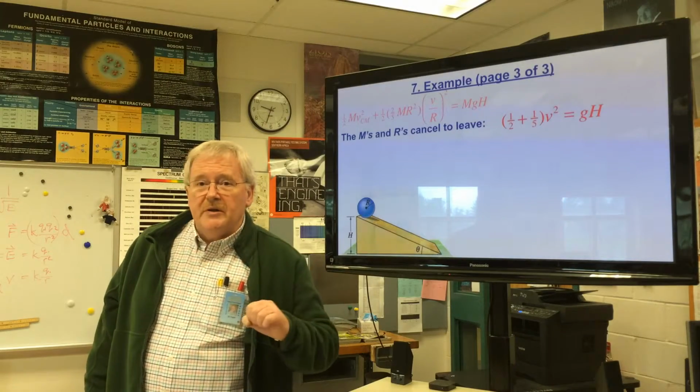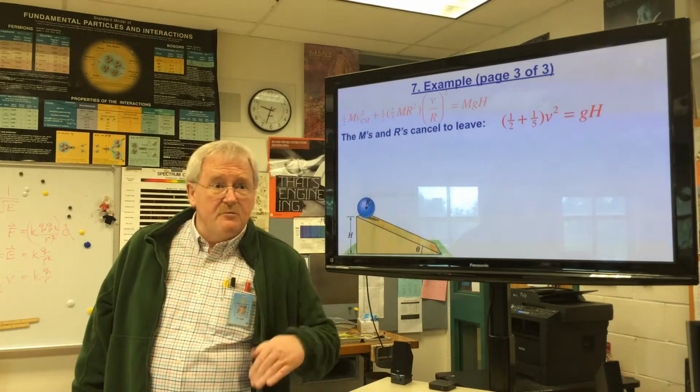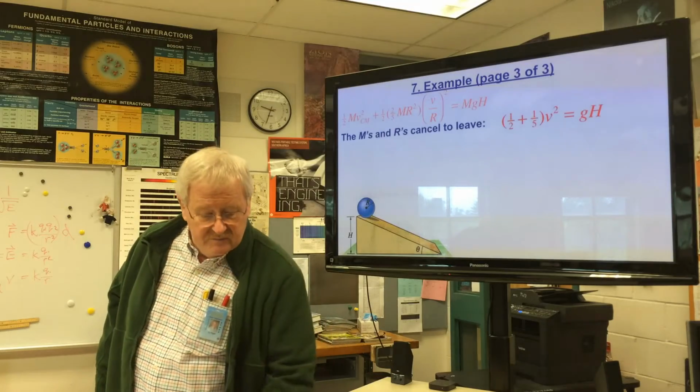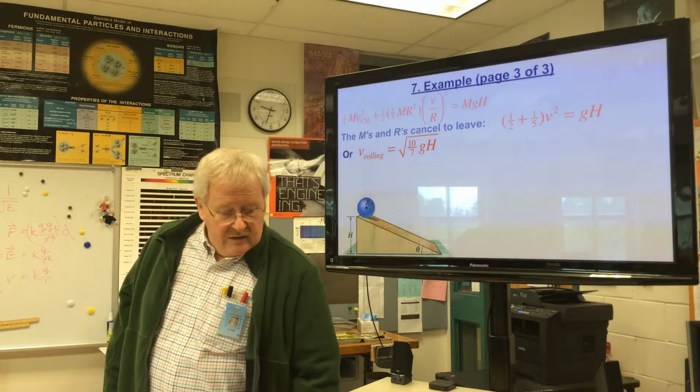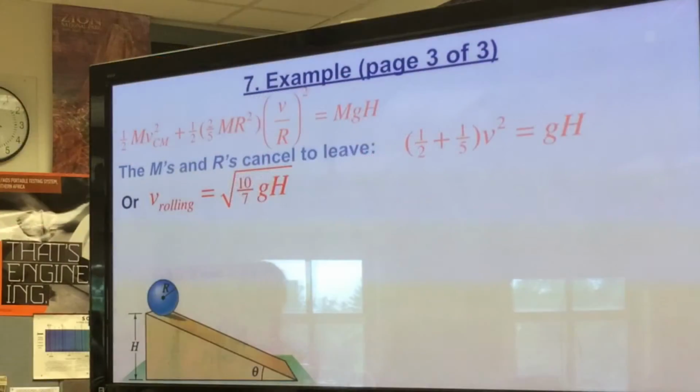because when we were doing things before with translational motion, it didn't matter either, they cancelled. So we come up with a velocity for rolling, converting that rolling motion and translational motion, of the square root of 10 over 7 gh. So that's what our velocity for the sphere would be.